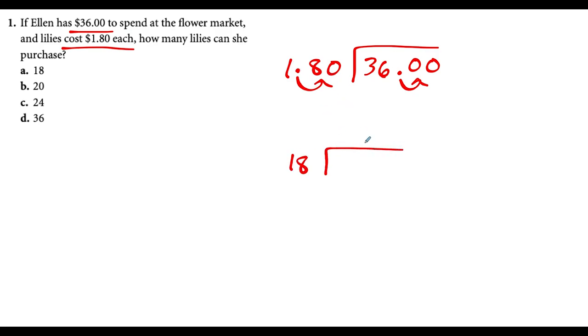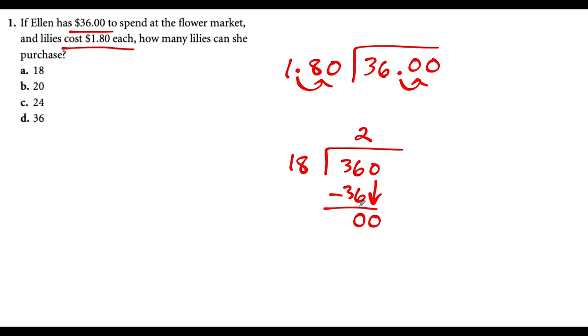So then that would give me 18 going into 360. Once again, I could do 36 divided by 1.8, or I could do 360 divided by 18. This I think is a little bit easier. So now I say 18 goes into 3 zero times, but 18 goes into 36 exactly 2 times. And when we do 2 times 18, that's going to give us 36. So when we subtract it, we're going to have no remainder.